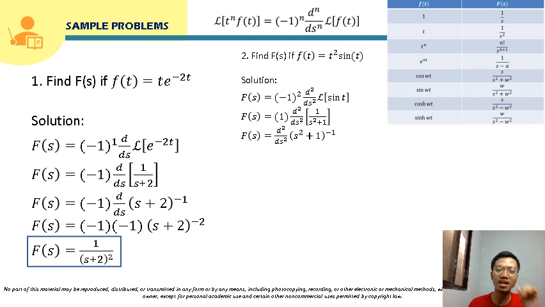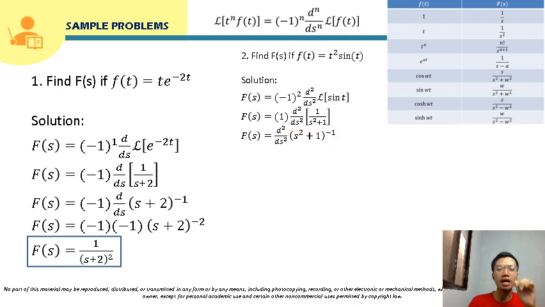Okay, so deriving this, we can rewrite 1 over s squared plus 1 this way. So this is s squared plus 1 raised to negative 1. But we can also use the quotient rule for differentiation for this. So whichever way is more convenient to you, you can use that. Okay, so for this, we will solve it this way.